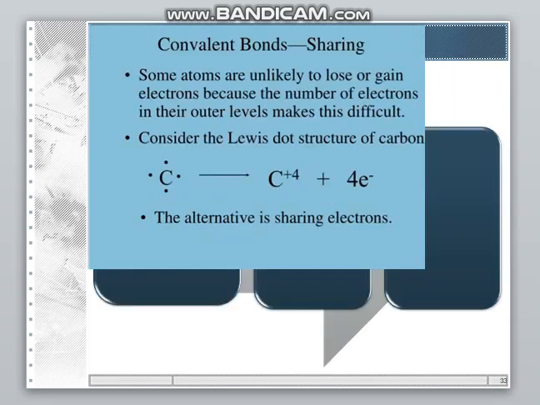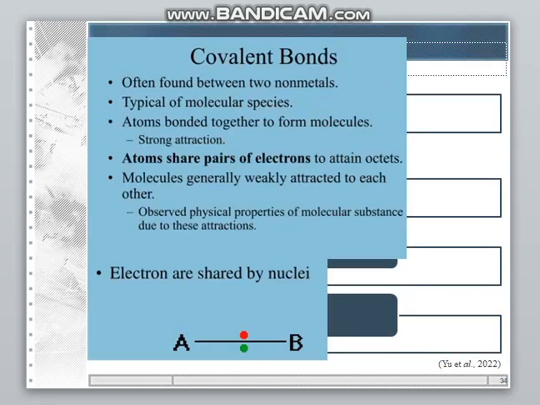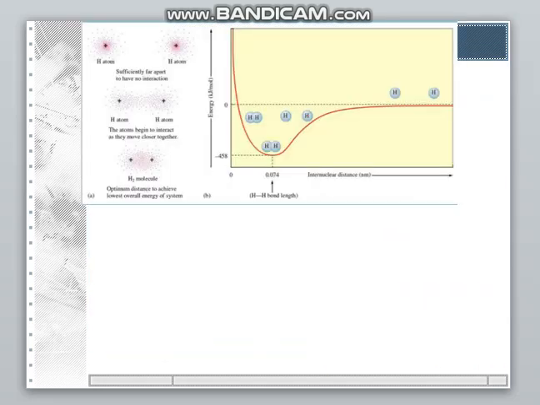A covalent bond is formed by the sharing of electrons. A covalent bond may be a polar covalent bond or a non-polar covalent bond. This is the diagram. When atoms come close together, attraction increases and they reach the distance at which attraction is maximum and the bond is formed, like hydrogen atoms.